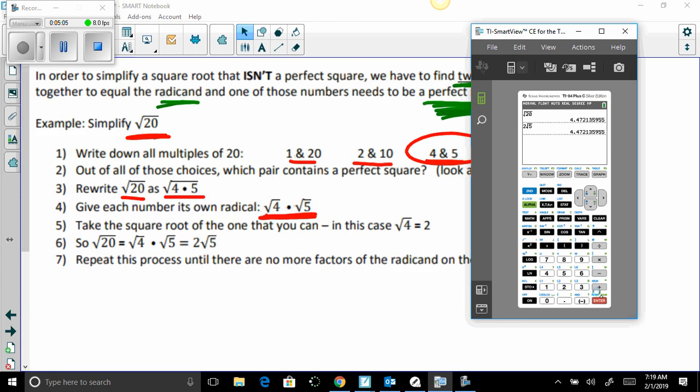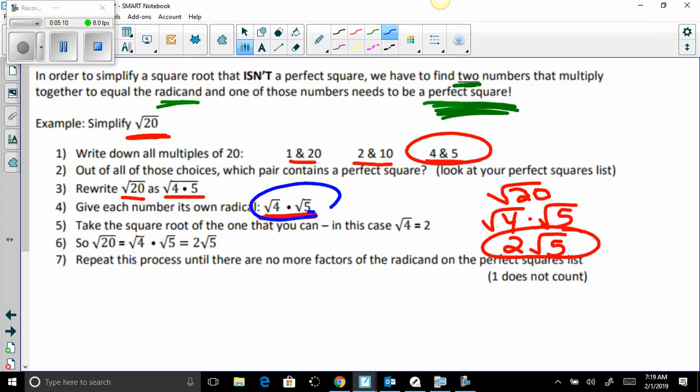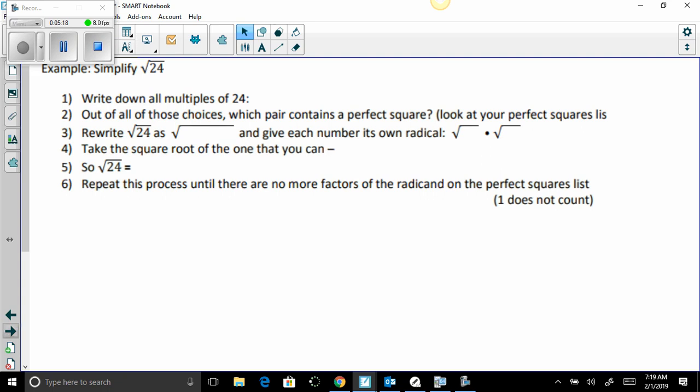So if this were multiple choice, I wouldn't even really need to sit here and break it all down like I did. I could just put my question in, put my multiple choice options in, and then see which ones match up. Alright, let's try one on our own.